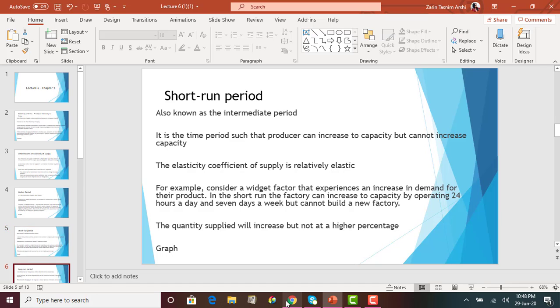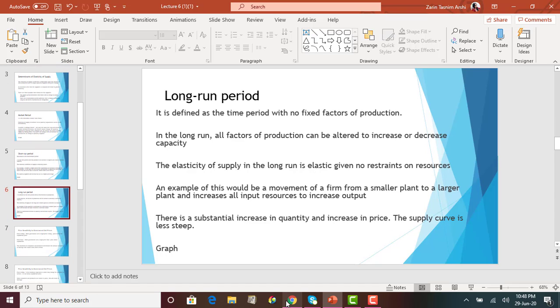Then finally we move on to the last period, which is called the long run period. It is a time period in which the factors of production are no longer fixed. So in the long run, let's say I was producing shoes in a room. Now in the long run, I can move to a bigger room and start producing shoes, right? I can hire more labor, I can have more material, I can have more sources of material. Instead of one room, I can use two rooms, I can use three rooms. So these factors of production are not fixed.